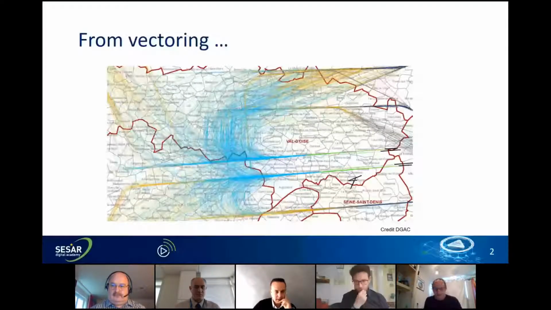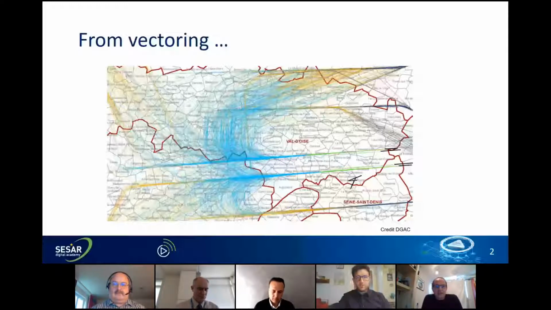Historically, I guess everyone knows these kinds of pictures. Vectoring has been used in the terminal areas to stream and sequence traffic towards the runway. It's a quite efficient method for air traffic control. However, it's quite demanding in terms of workload for the controllers and radio frequency load, and it doesn't have a very good efficiency in terms of vertical profiles and environmental impact. That's something that's still in operation in some places.